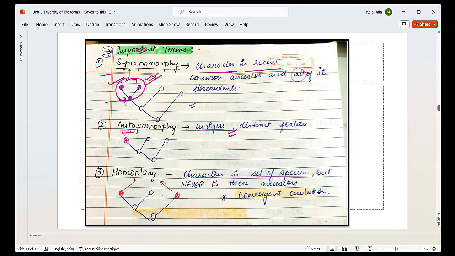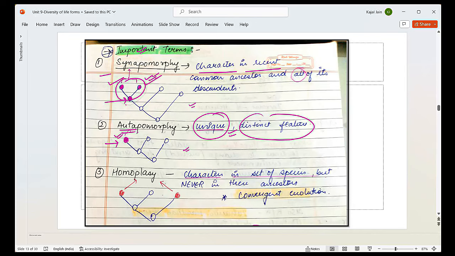Then you have autapomorphy. Autapomorphy is a unique and distinctive character which was never showcased in any group, any common ancestor, any organism ever. See, in the entire classification that you have, only one of the taxons showcases this unique distinctive feature. This is what autapomorphy is.